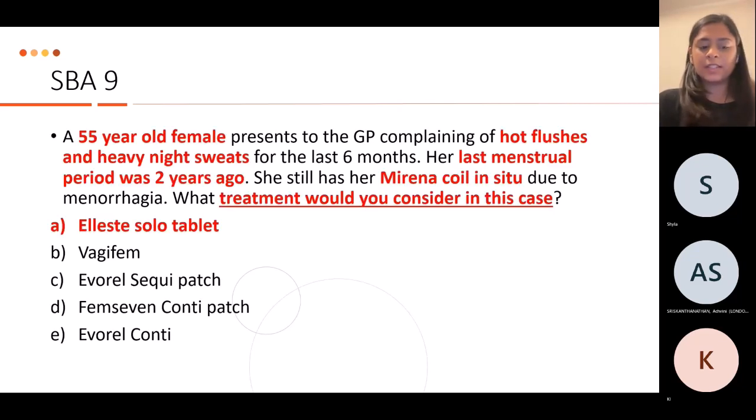So in this case, the correct answer is A, Lensolo. There are 5 options. Lensolo is an estrogen-only tablet. Vagifem is a topical, so a local treatment of estrogen. Evorel Sequi, Femoston Conti and Evorel Conti are a mixture of progesterone and estrogen together. So we know this woman's menopausal because her last period was 2 years ago.